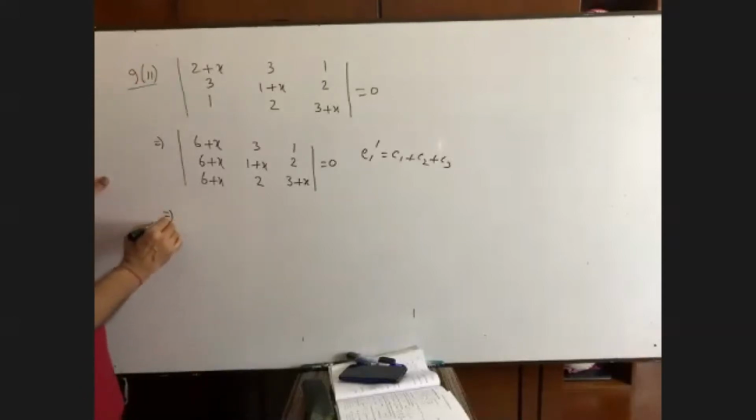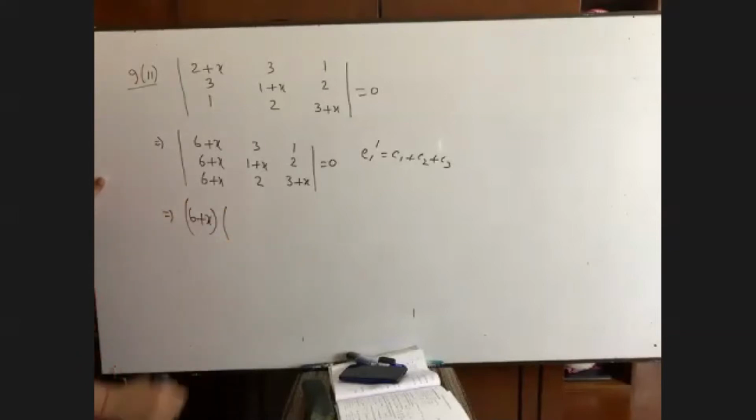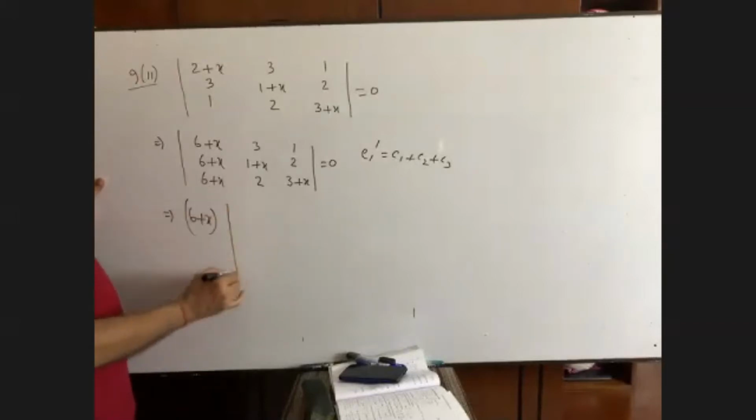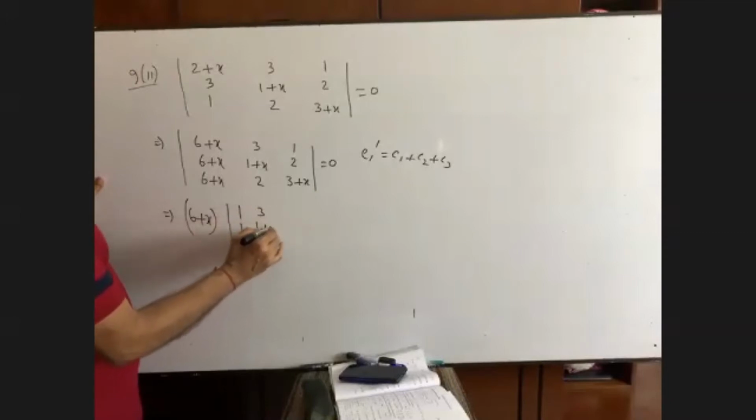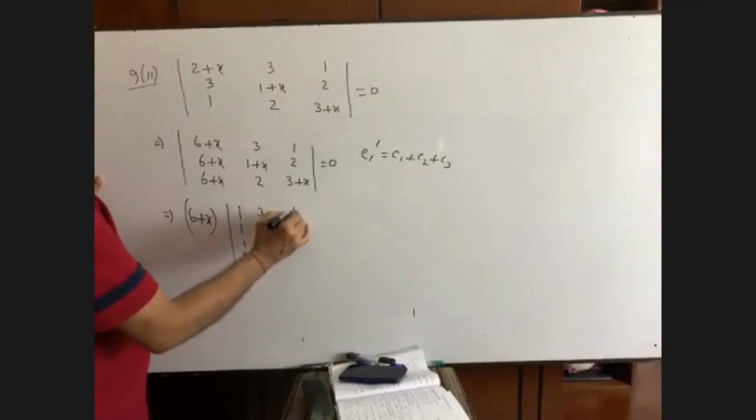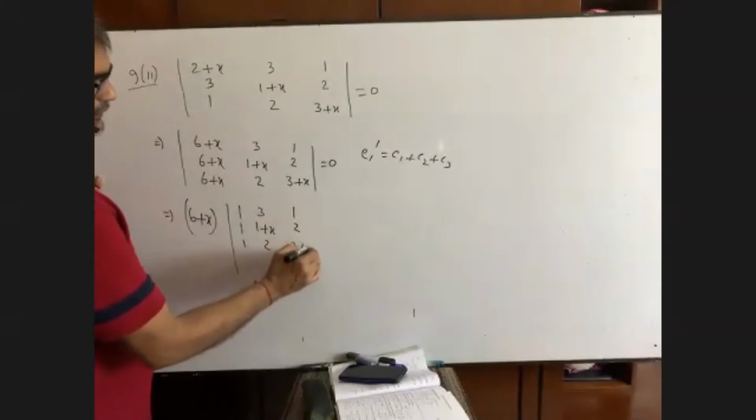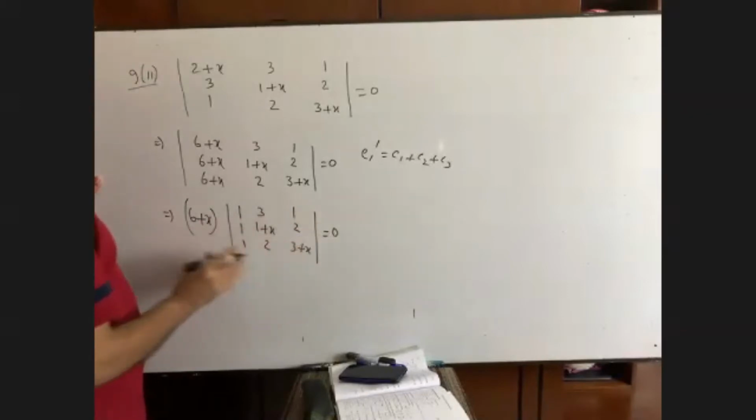Now we can write down 6 plus x is equal to the determinant with rows 1, 1, 1; 3, 1 plus x, 2; 1, 2, 3 plus x equals 0.